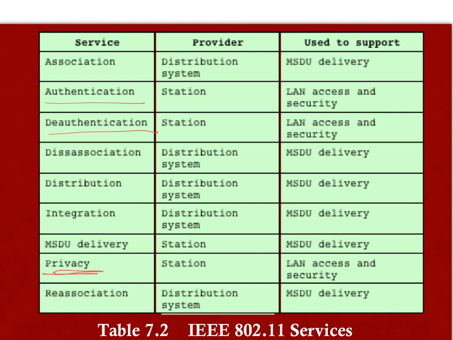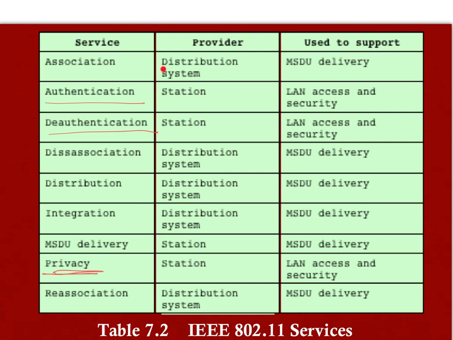So here, for this security stuff, we see LAN access and security. So these are security functions which are built within the Wi-Fi standards. You have the concept of association. Association here talks about associating yourself to a particular access point.